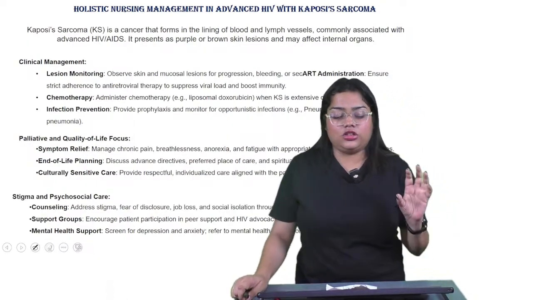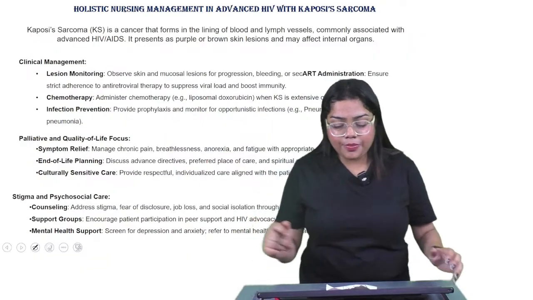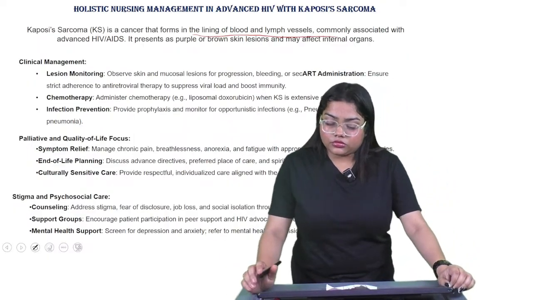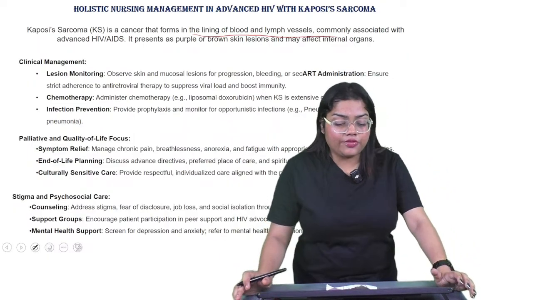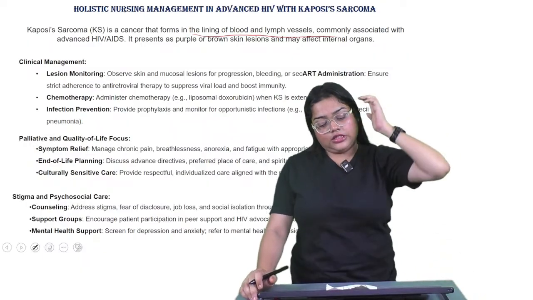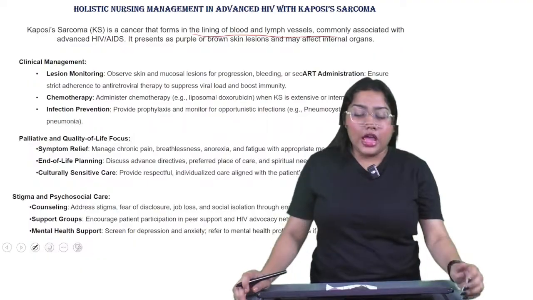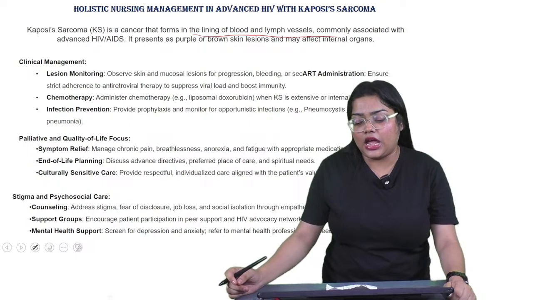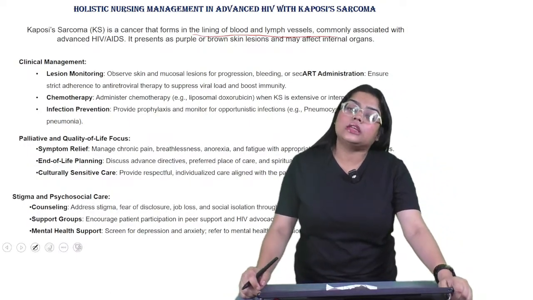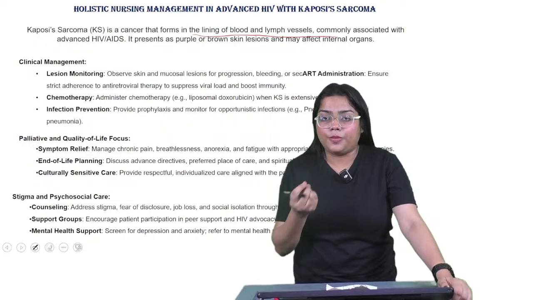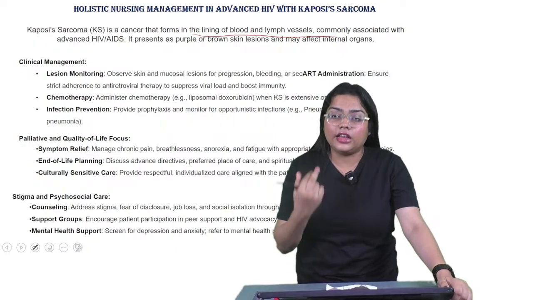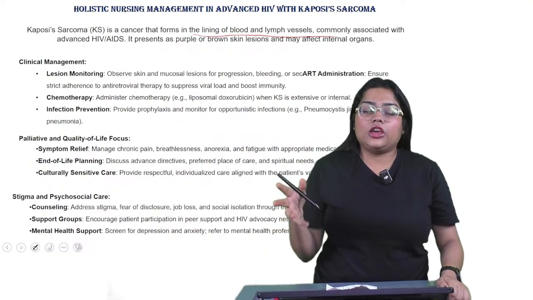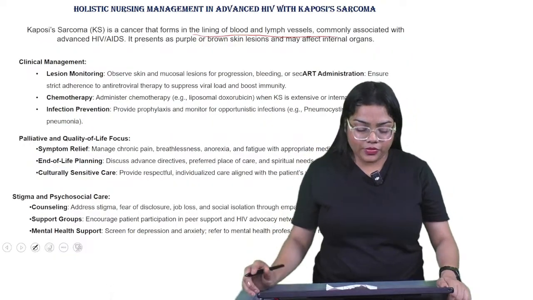Okay, so the cancer or the sarcoma actually happens in the lining of the blood and lymph vessels. It is commonly associated with advanced HIV AIDS, in the sense of human herpes virus 8 infection. It presents as purple or brown skin lesions that may affect the internal organs. Sometimes there will also be purplish, brownish or bluish nodules present inside the mouth. You can see them on the skin and neck especially.